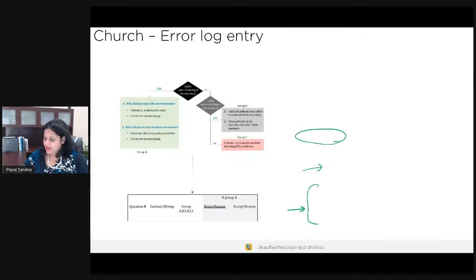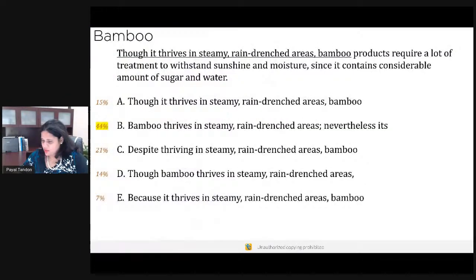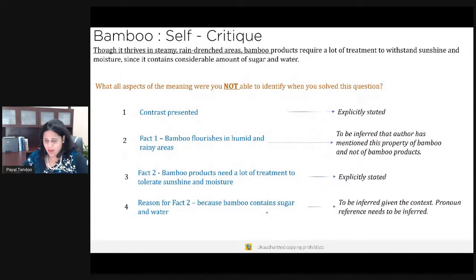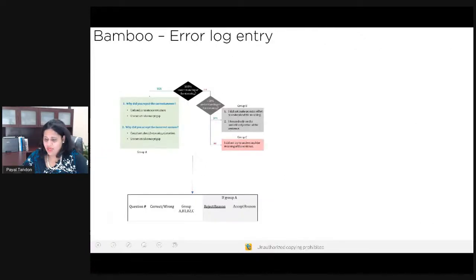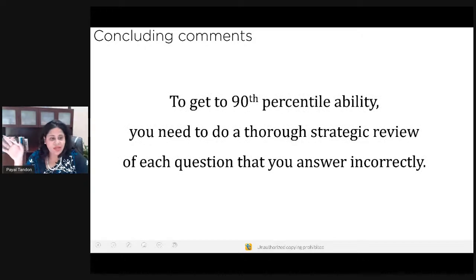All right. So now, guys, we are already half an hour over. So I'm going to share this question with you in the PDF so that you can go through it yourself. But one thing that I do want to talk about is that you need to make such error log entries. And to get to that 90th percentile ability, you have to do such thorough strategic review, and it doesn't come easy. It's not a pill. It's not a trick. It is something that requires effort.